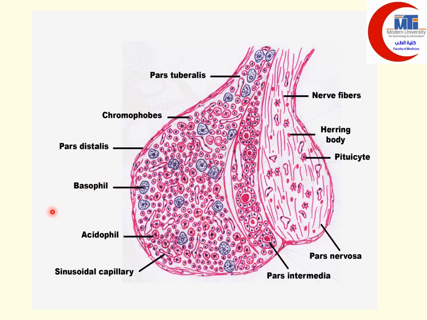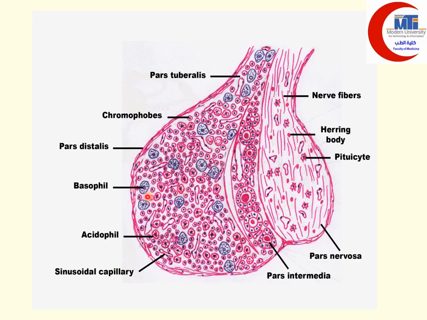And the chromophils, which have affinity to stain. If the cells are stained with hematoxylin, they are called basophils. If stained with eosin, they are called acidophils. Basophils are large in size and less in number, but acidophils are smaller in size and more numerous. These cells are separated by fenestrated blood capillaries, to take hormones directly to the blood circulation.